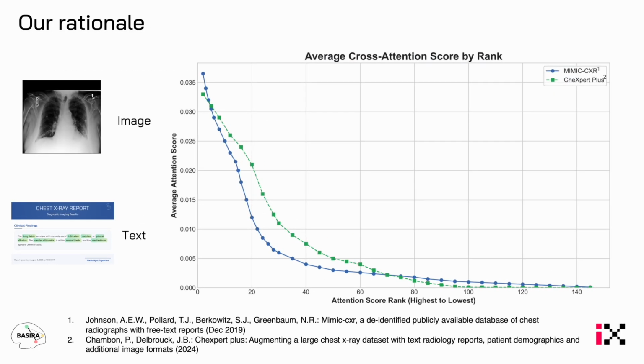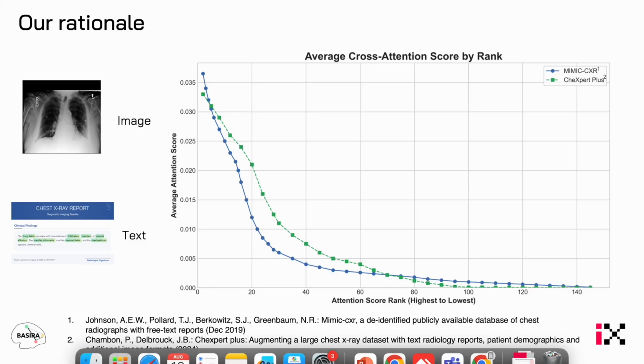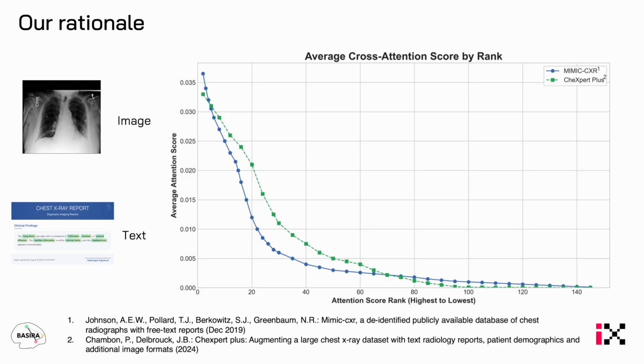This slide shows the rationale for our pruning method. We ranked image patches by their average cross-attention scores across two major datasets, MIMIC-CXR and CheXpert Plus. The graph shows a sharp drop-off for both, proving that only a small handful of patches are truly important for diagnosis. This result validates our core strategy. We can safely discard the majority of the image data and focus only on the critical regions.